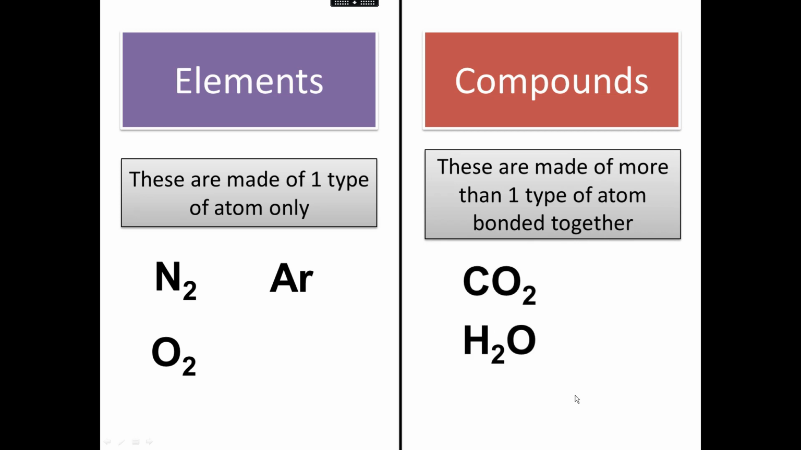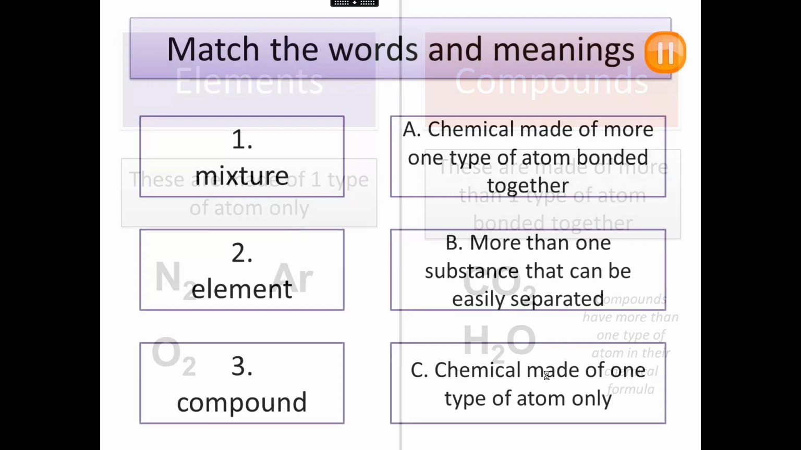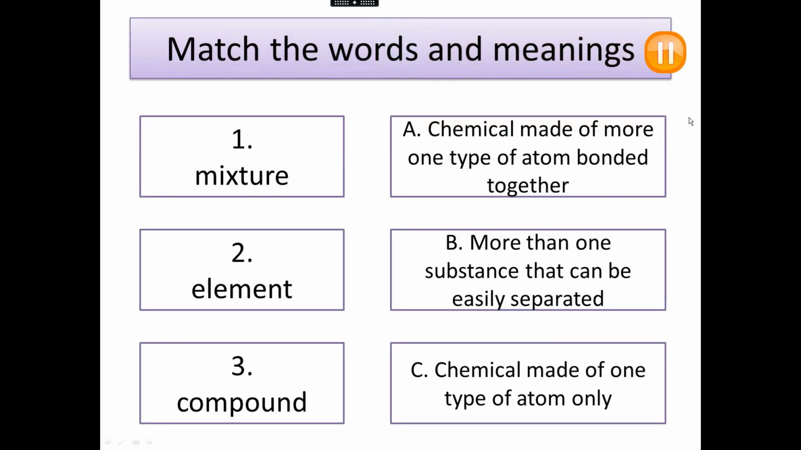Compounds are made of more than one type of atom bonded together, like CO2, carbon and oxygen bonded together. H2O, hydrogen and oxygen bonded together. And you can see there more than one type of atom, more than one capital letter in the chemical formula. Okay, pause the video and match the definitions. Match the words to the meanings. Pause it now.